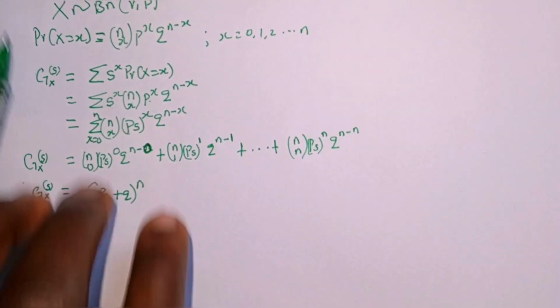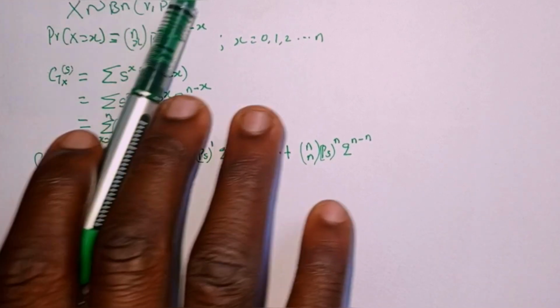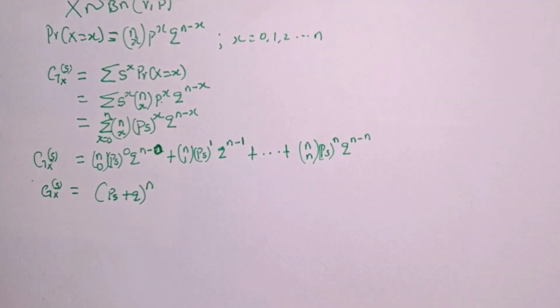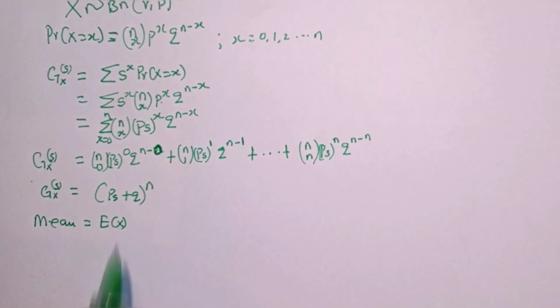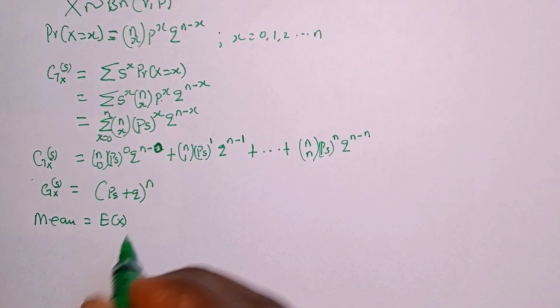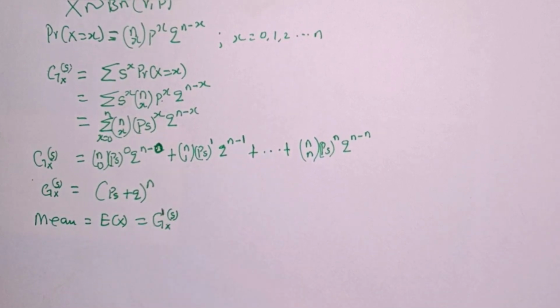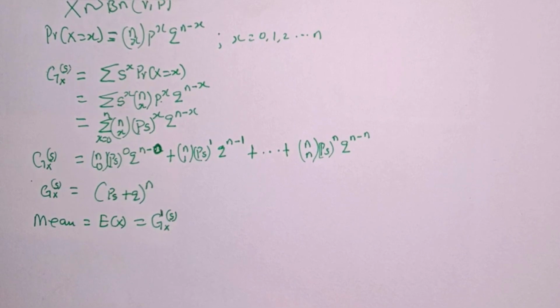Now we are looking for what? The mean and the variance of a binomial distribution using the probability generating function. So what do we do? The mean, which is the expected value of X. So the mean from a probability generating function is the same as G sub X of s at first derivative. At first derivative implies that we are going to differentiate this generating function we have once. When we differentiate once, it's going to be our mean.